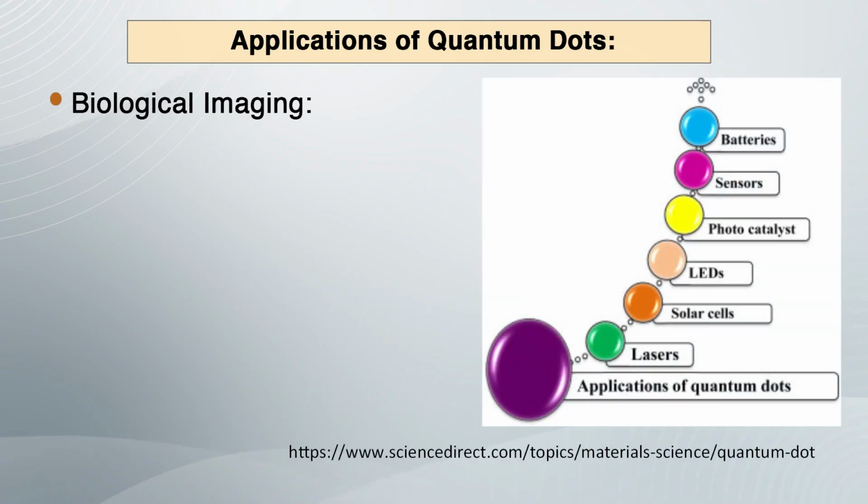The applications of quantum dots. First, biological imaging. Quantum dots are extensively used in biological imaging due to their size-tunable photoluminescence property. They serve as a fluorescent marker that can be attached to a specific biomolecule or cell, allowing for high resolution imaging and tracking in biological systems.